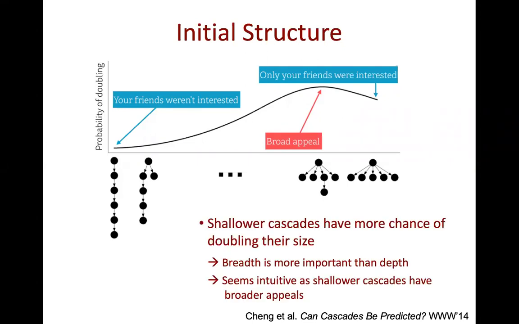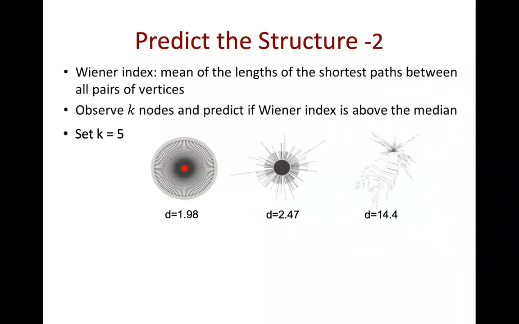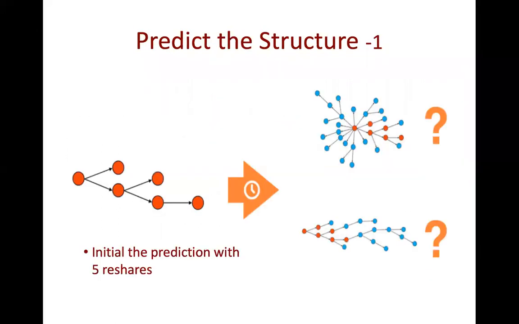You can predict the structure of cascades by running different algorithms. You can use the Wiener index, the mean length of the shortest path between all pairs of vertices. You can observe k nodes and predict the Wiener index relative to the median, meaning whether it will grow, and achieve a prediction accuracy of about 0.7 and an area under the curve of about 0.8. This basically shows you the shape of a cascade.